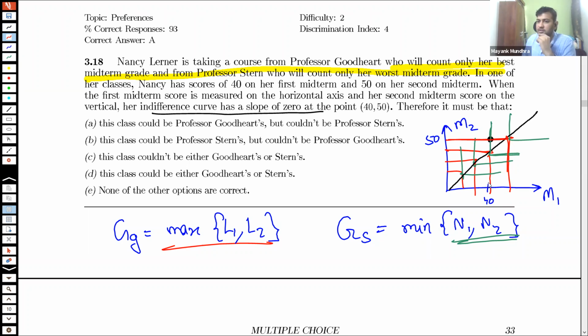Yes, Kashish, this question is for you. Which indifference curve is passing through the black dot here? Kashish, are you with us? Yes, sir. So is the red curve having a slope 0 at this point or the green curve? Just look at it and tell me what is slope 0, Kashish? What is slope 0?